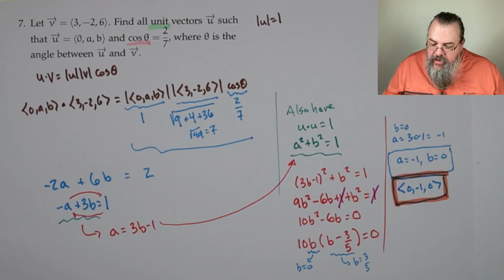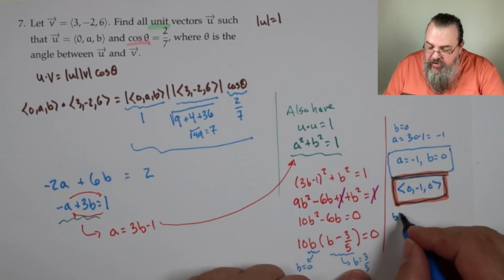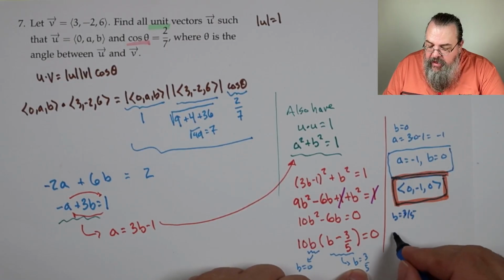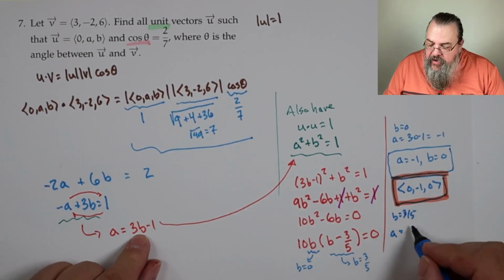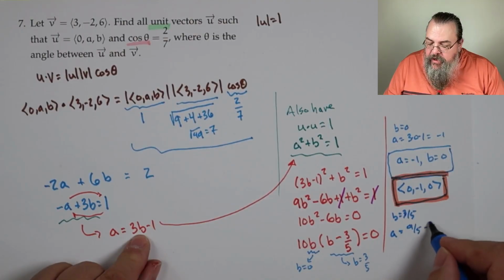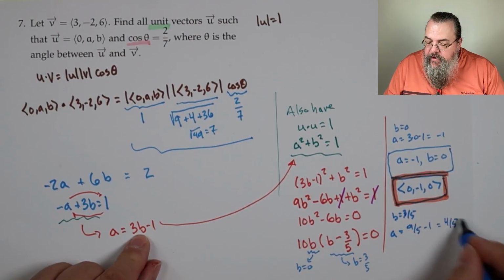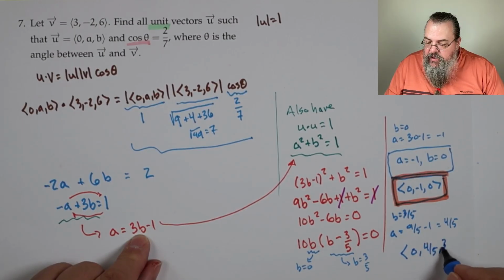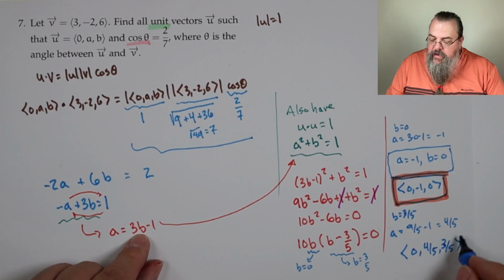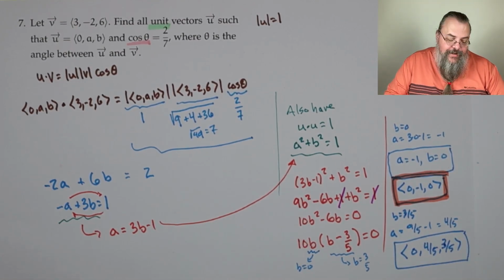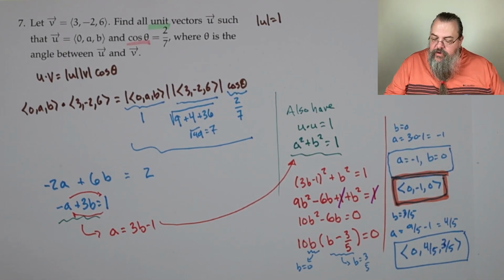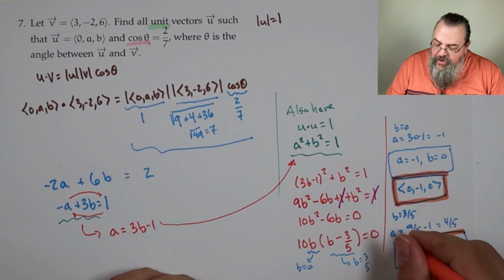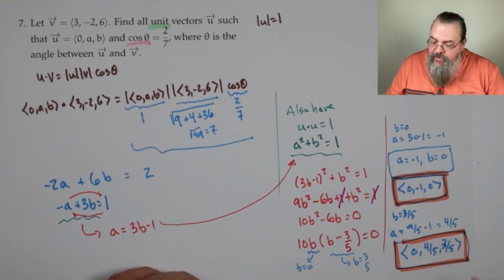The other possibility here is what? B equals 3/5. Okay. What is A? Well, we're going to take 3 times 3/5, which is 9/5, subtract 1, which gives us 4/5. Okay, so there's our A and B. And so what's our vector? It'll be 0, 4/5, 3/5. And there's our second vector. All right, so there we go: 0, minus 1, 0, or 0, 4/5, 3/5.